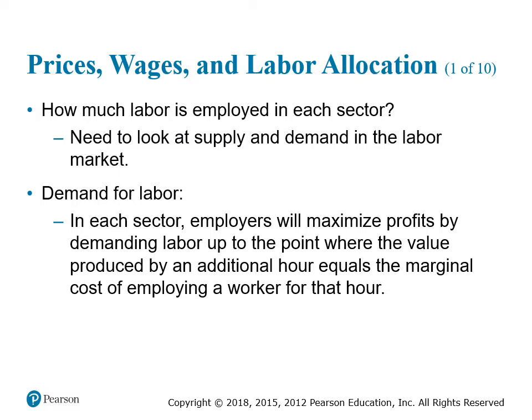As I said, labor is mobile, so labor could work in any of these two sectors, and to determine how many people will work in production of food, for example, we have to look at the supply and demand for labor in the labor market. So the labor market will decide how many people will work in the food industry or the cloth industry. So what is the demand for labor? I will read it from the slide.